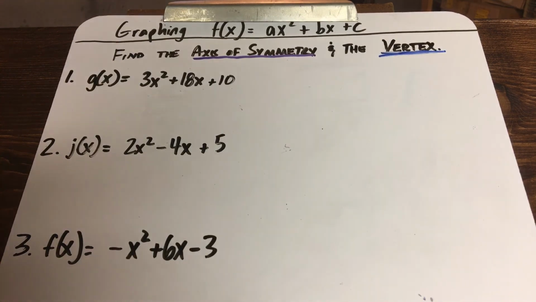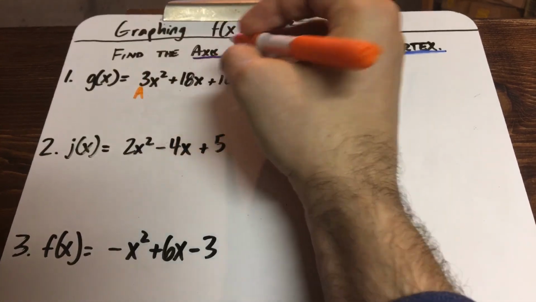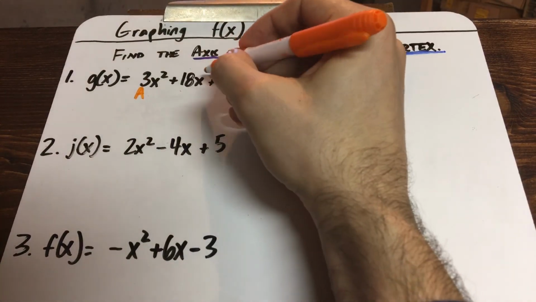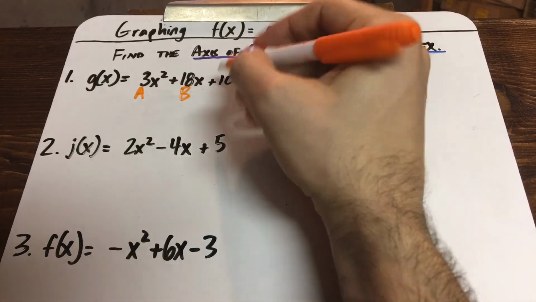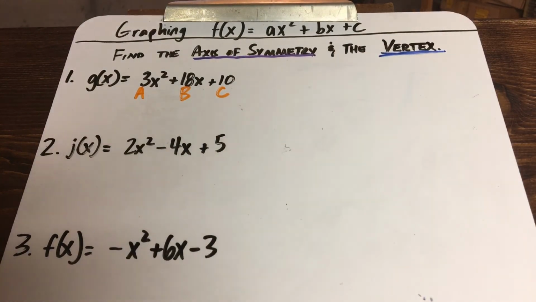Okay, step 1, axis of symmetry. Well, before I even do that, let's label them. Here's your letter A, whatever's on the squared term. Whatever's on x to the first degree, that's B. Whatever is degree 0, the plain old number, that's C. So I have my A, B, and C labeled.